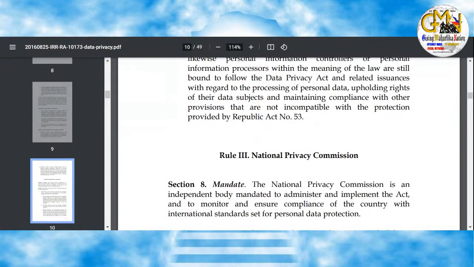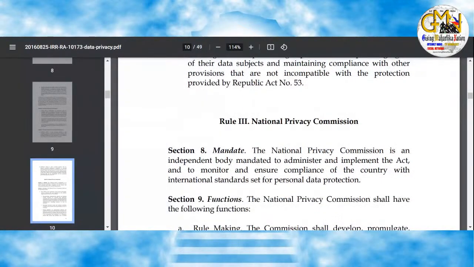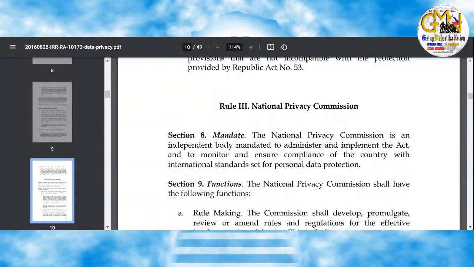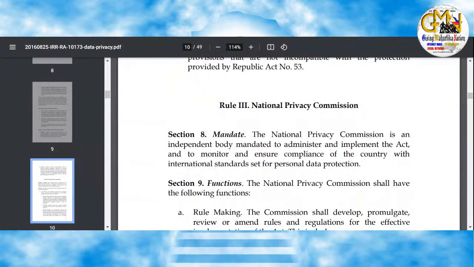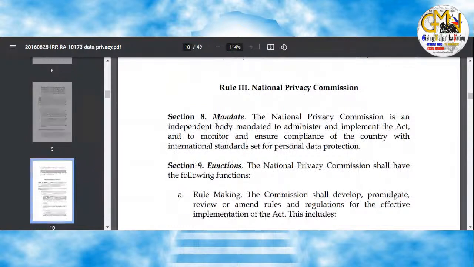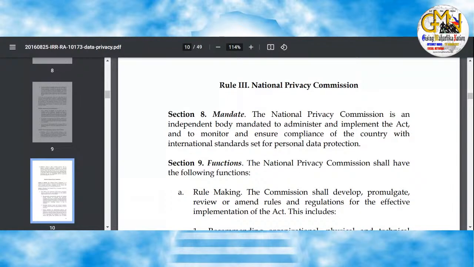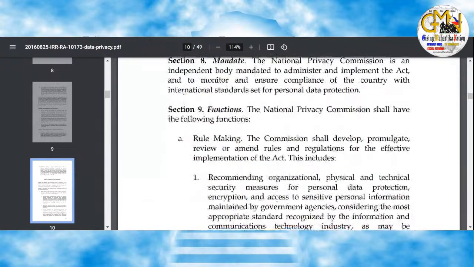Rule number 3. National Privacy Commission. Section 8. Mandate. The National Privacy Commission is an independent body mandated to administer and implement the Act and to monitor and ensure compliance of the country with international standards set for personal data protection. Section 9. Functions. The National Privacy Commission shall have the following functions.